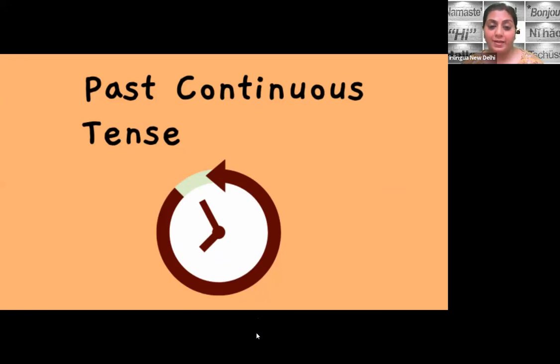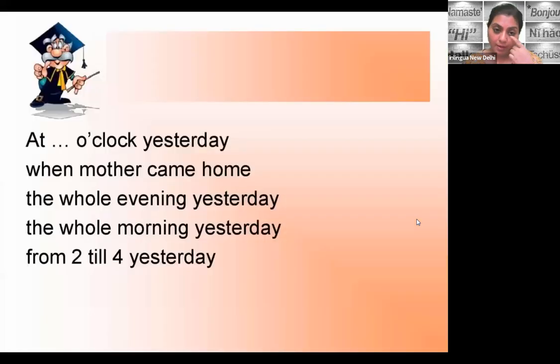But there are more aspects or more details that we must know in this particular tense. So let's look at those details like time expressions or time indicators. Let's say at a particular time in the past, at 5 o'clock yesterday, or when my mother came home, that was a particular time. The whole evening yesterday, the whole duration of the evening, is also a time. The entire morning yesterday, or the full morning yesterday, is also a time. From 2 o'clock till 4 o'clock yesterday is also a time.